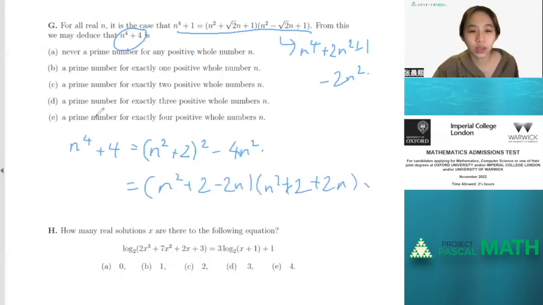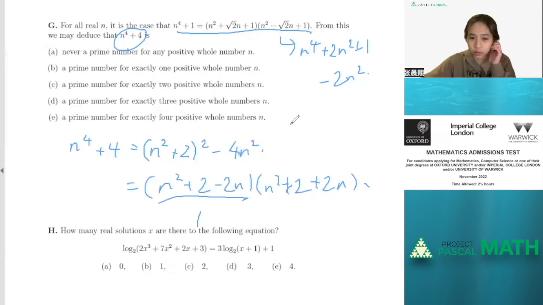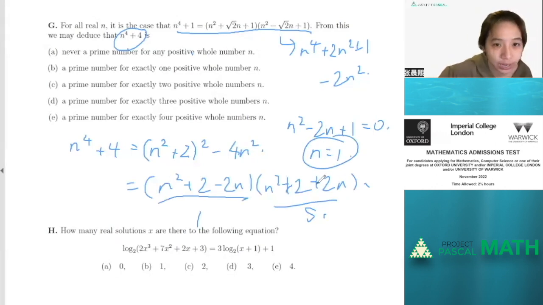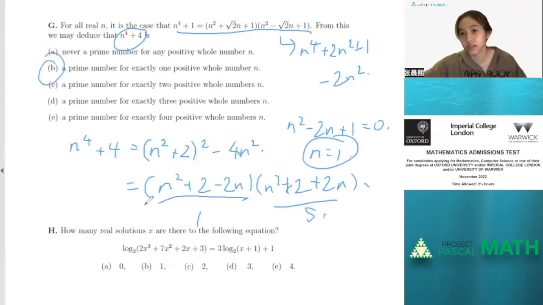And so it can't be a prime number, because the sum of the two terms is this one, and when you have this one equal to 1, it gives you n squared minus 2n plus 1 equals 0, and n equals 1. I mean, okay, it can be a prime number for n equals 1. And I think that's the only case. Other than that, it's composite because it has a prime factor.